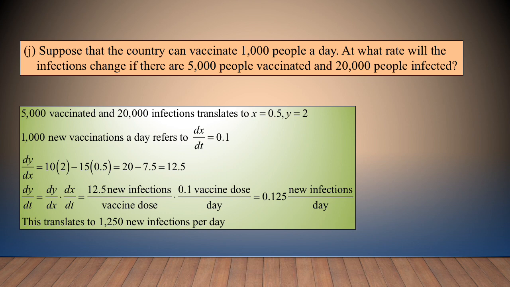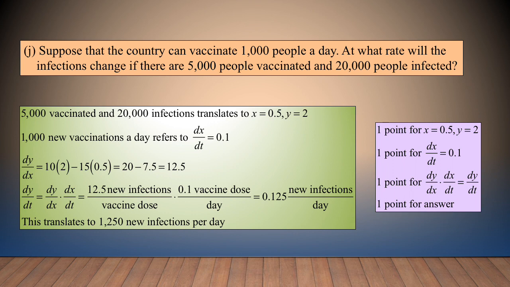So dy/dt equals dy/dx times dx/dt, and that will equal 12.5 new infections per vaccine dose times dx/dt, which is 0.1 vaccine dose per day, and the vaccine doses cancel out and we are left with 0.125 new infections per day. But again, we have to then translate this back to the real life scale by multiplying by 10,000, and this refers to 1,250 new infections per day.